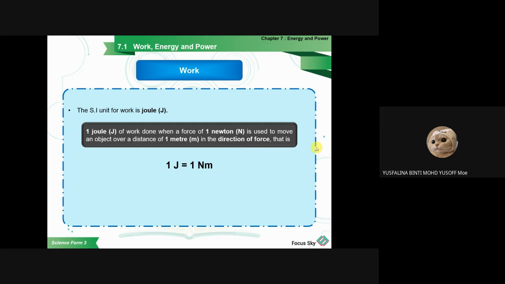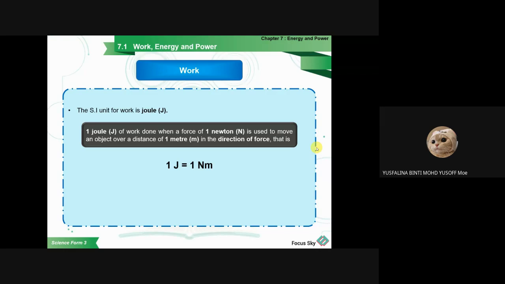Okay, so consider we do 1 joule of work. If we push the box, the force that we use to push the box is 1 Newton, and the box will also move 1 meter. So that is called 1 joule. So 1 joule is equal to 1 Newton meter.